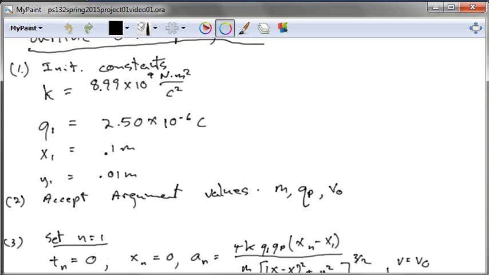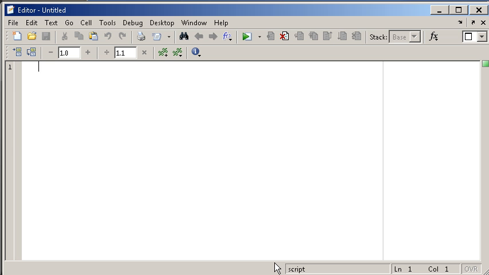So get over to the editor. I go function. I'm making 3 graphs. I'll call it motion graphs. It doesn't return anything, so my return variable I'll call dummy. Function name: motion graphs.